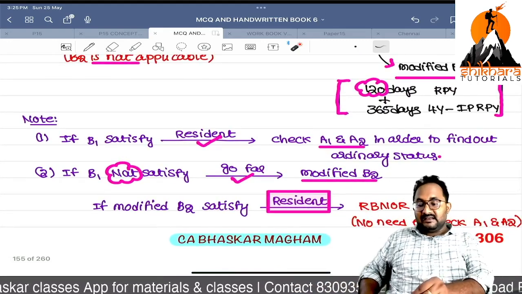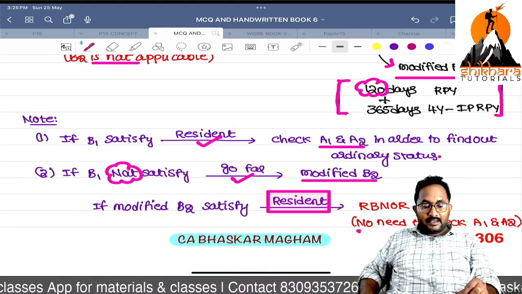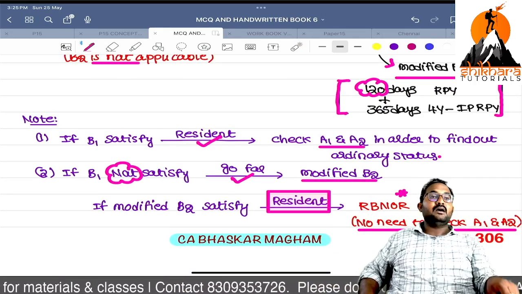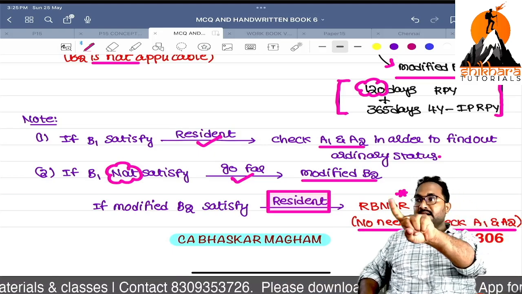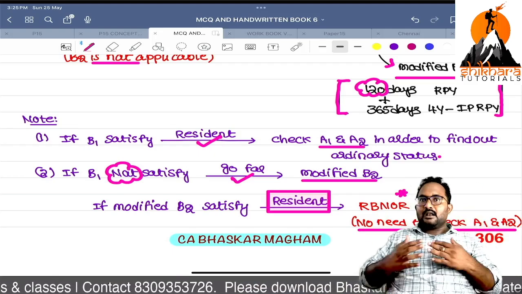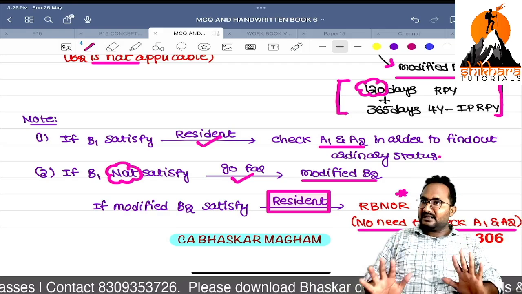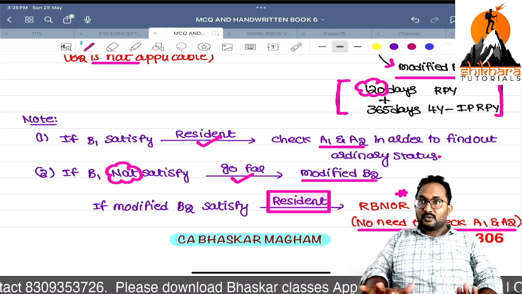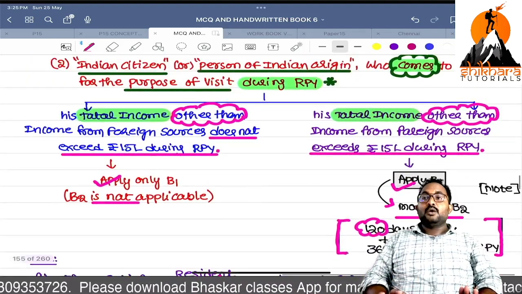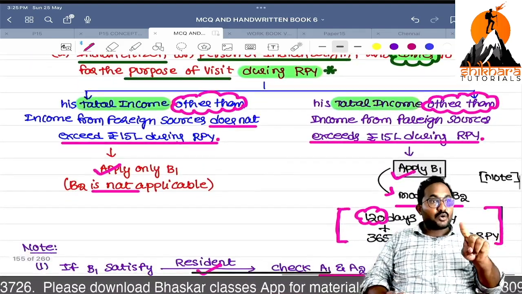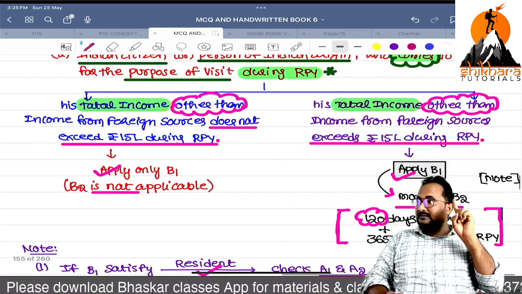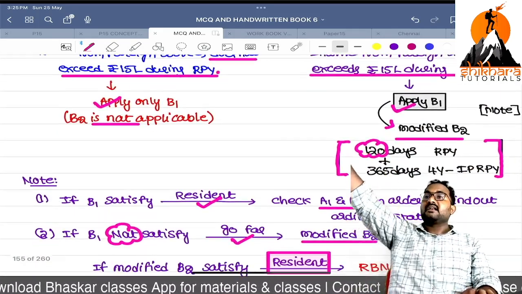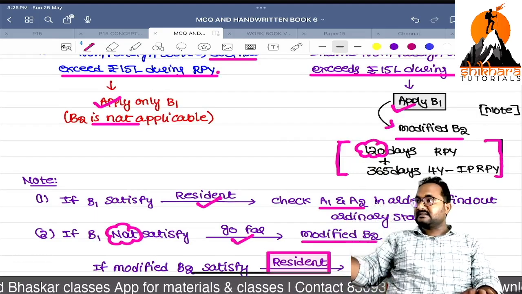So that's why in such a case, don't apply A1 and A2 directly. Please treat that person as a resident, but not ordinary resident. Sir, always for identifying the ordinary status, we have to apply additional condition 1 and additional condition 2. But exception 2: if he has total income more than 15 lakh from Indian sources, and if he satisfied the modified B2, directly he is a resident but not ordinary resident.